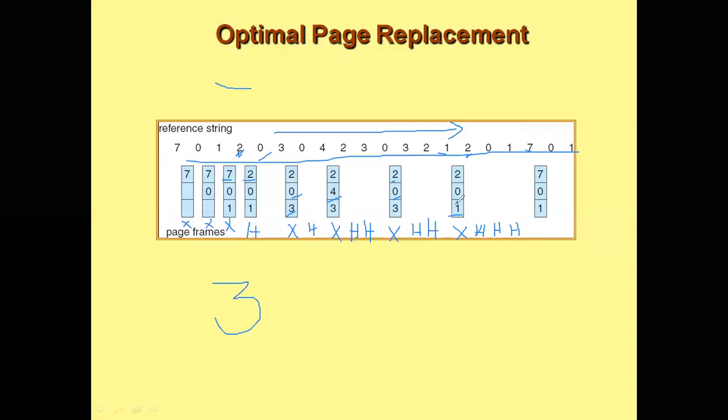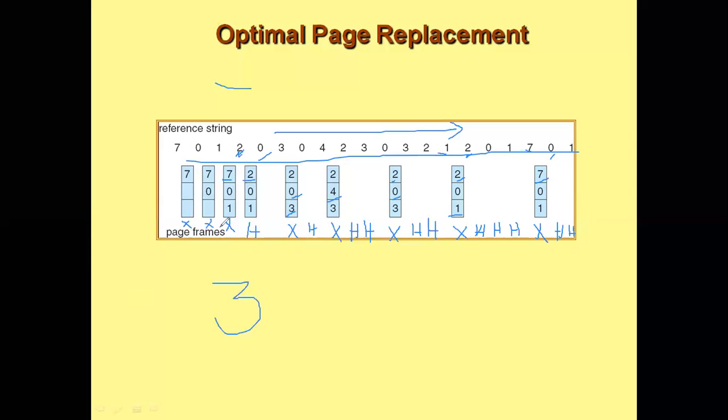What about 7? It's not in the main memory, so it's a page fault. And which one to replace? 2, 0 or 1? 0 and 1 are going to be used in the near future, but 2 is not, so we will replace 2 with 7. Okay. What about 0? It's a hit because it is residing in the main memory. What about 1? That is also a hit, so it is residing in the main memory.